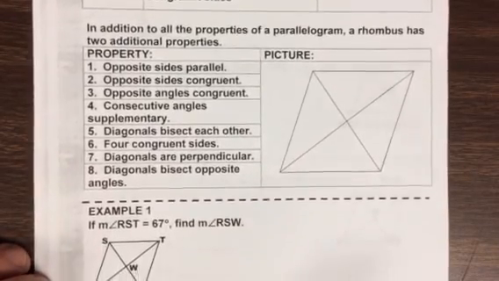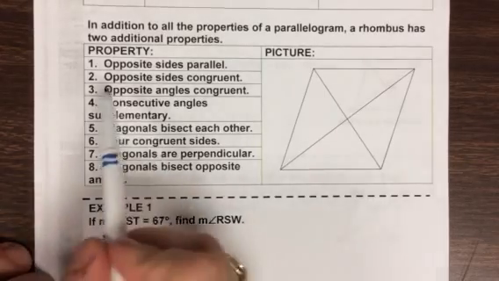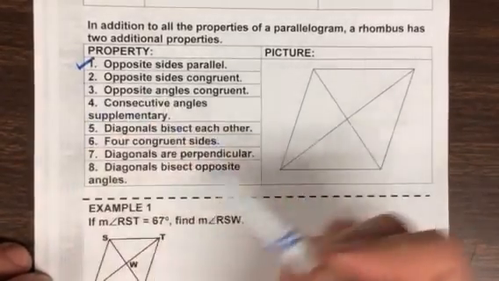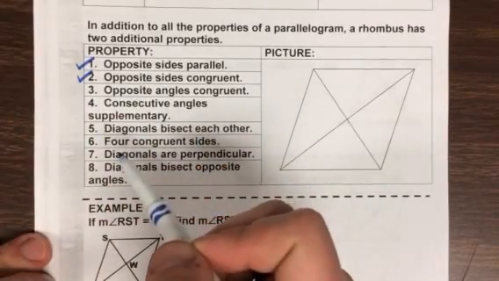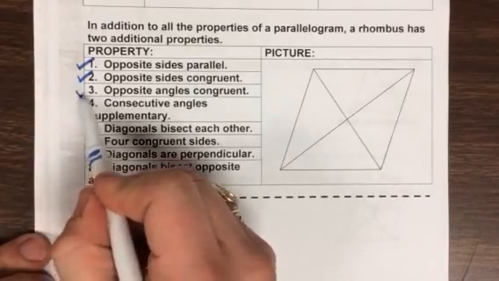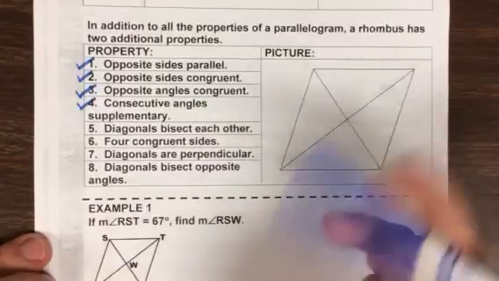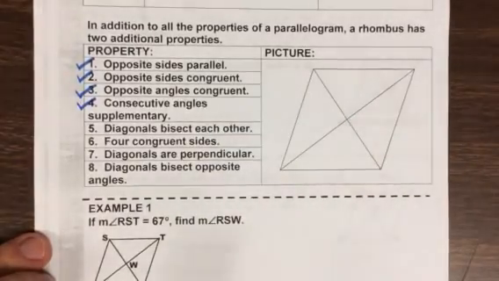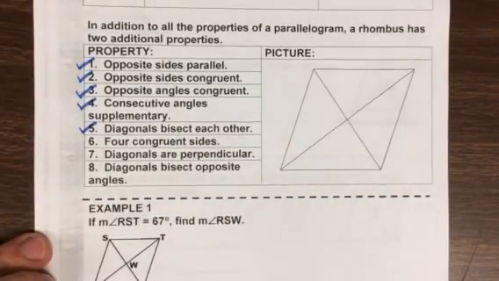So let's look down below. In addition to all the properties of a parallelogram, a rhombus has two additional properties. Let's look at it. Opposite sides are parallel. That's one of our conditions of a parallelogram. Opposite sides congruent. Opposite angles congruent. Consecutive angles supplementary. Diagonals bisecting each other. Those are all part of our parallelogram properties.